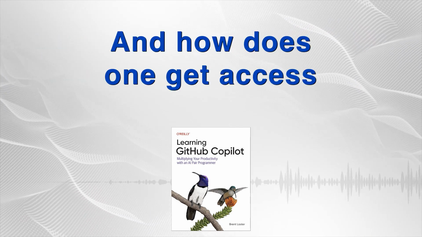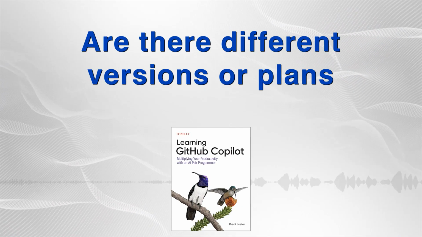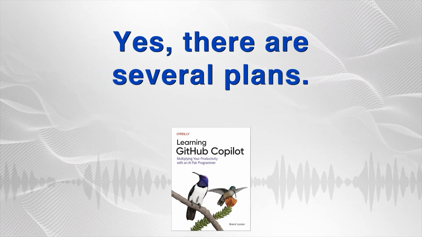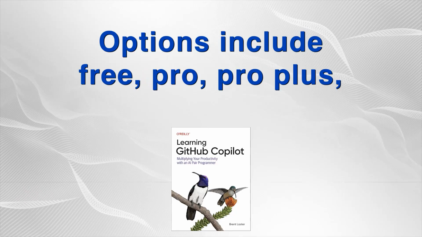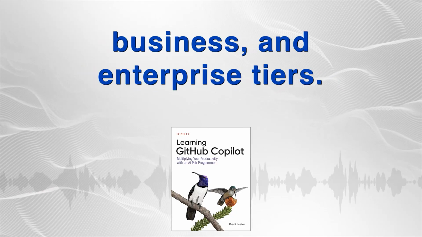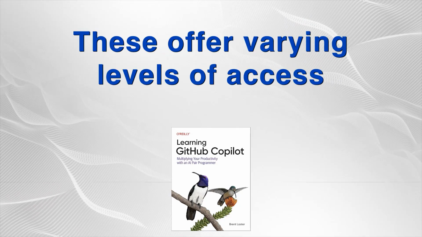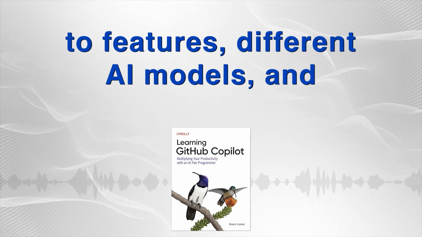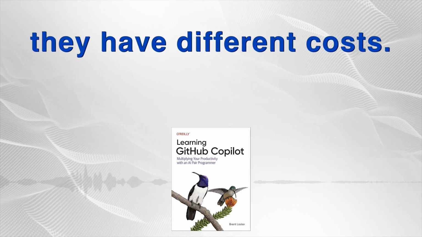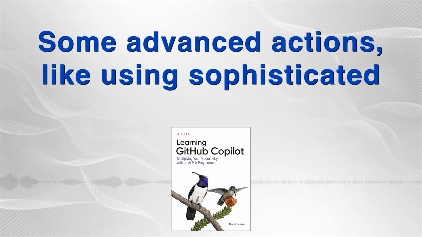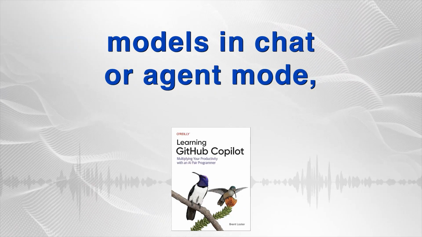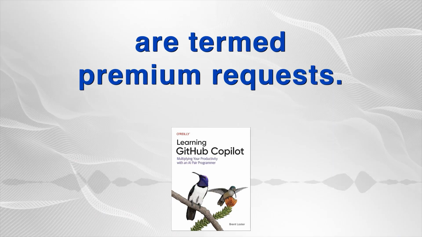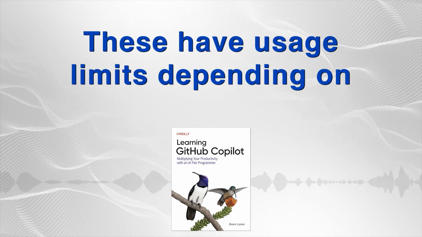And how does one get access to Copilot? Are there different versions or plans available? Yes, there are several plans. Options include free, pro, pro plus, business, and enterprise tiers. These offer varying levels of access to features, different AI models, and they have different costs. Some advanced actions, like using sophisticated models in chat or agent mode, are termed premium requests. These have usage limits depending on your plan.